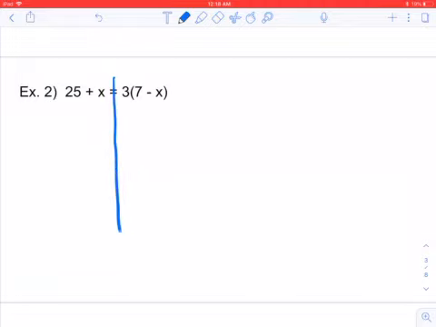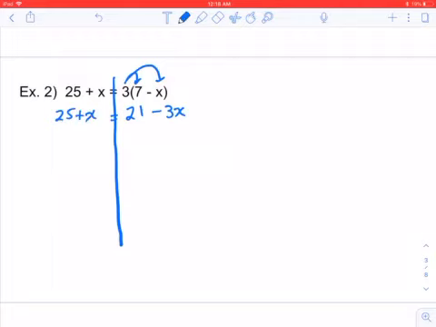25 plus x equals 3 times the quantity 7 minus x. On the left-hand side, there's nothing we can do to simplify. There's no distributing, no combining like terms. On the right side, we do have some distributing. The dead giveaway is those parentheses, and the 3 is right up against them. So we go ahead and multiply. 3 times 7 is 21. 3 times negative x is negative 3x. And just bring down the left-hand side.